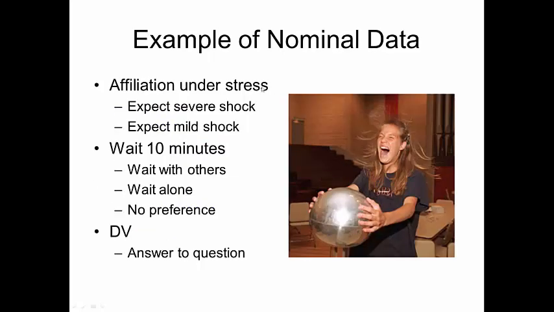Now, examples of nominal data. Several of the examples I'm going to give you here are true examples. This is one of those true examples. Stanley Schachter in 1959 was interested in looking at affiliative tendencies, like how much you want to be with other people. To test this, he divided people into those expecting to experience severe shock and those not expecting it.